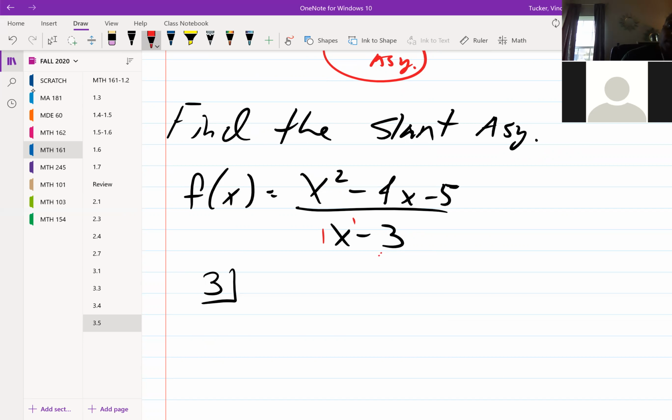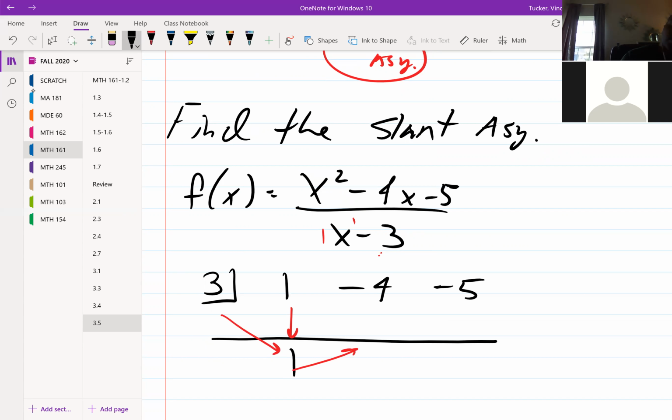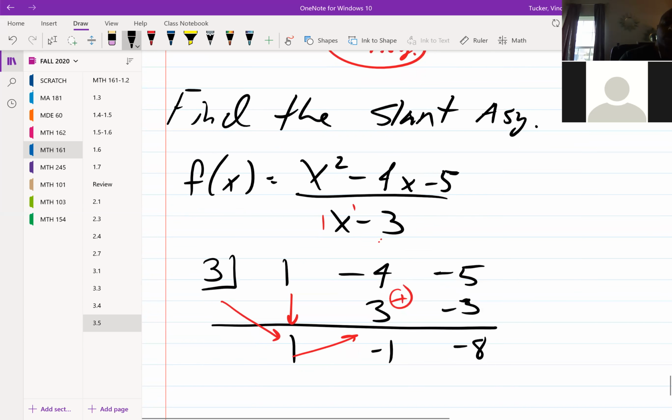So you use the opposite of this -3, which would be +3. Write down your coefficients. That'll be 1, -4, and -5. We bring down 1. 3 times 1 is 3. Take it over here and then add these together and keep that same pattern. So -4 plus 3 is -1. 3 times -1 is -3. -5 plus -3 is -8.